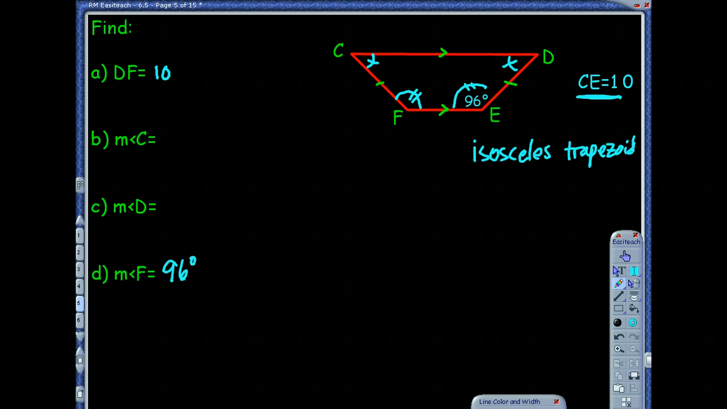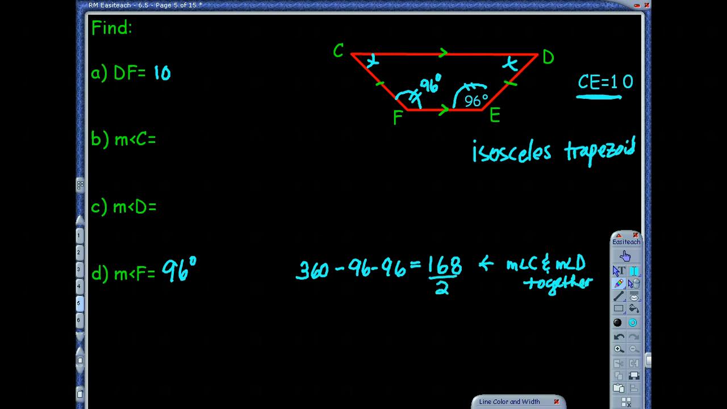I still don't know what angle C and angle D are, but I do know that all of the angles of any quadrilateral equal 360 degrees. So if I took my 360 minus my 96 and minus another 96, that's going to leave me with 168. That right there is both angles C and D together. So I need to divide that by 2 because I know they're congruent. When I do that, each one is 84. So that would make angle C 84 degrees, and angle D.